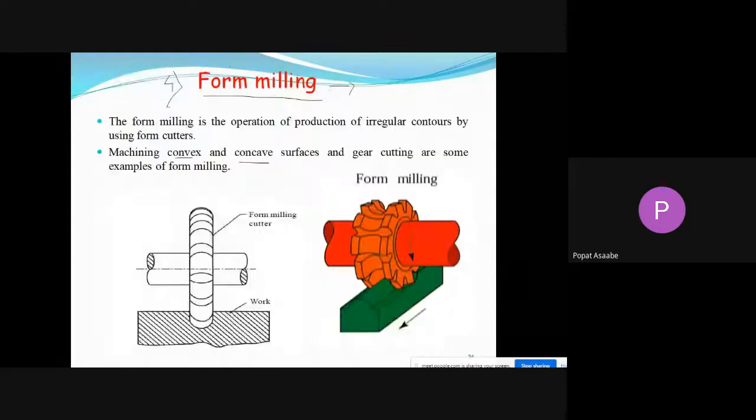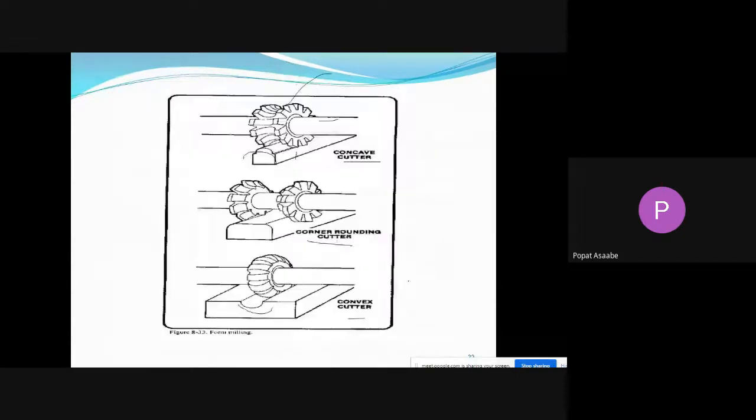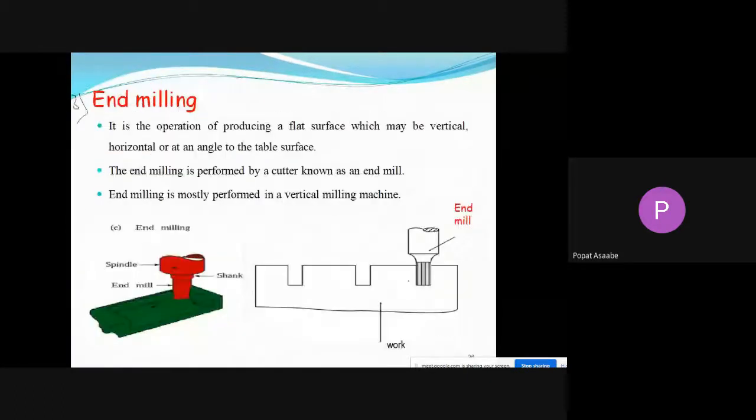Then the next operation is the end milling operation. End milling, 7th operation. What is meant by end milling? This operation is the process of producing a flat surface. End milling also can be used to produce a flat surface.